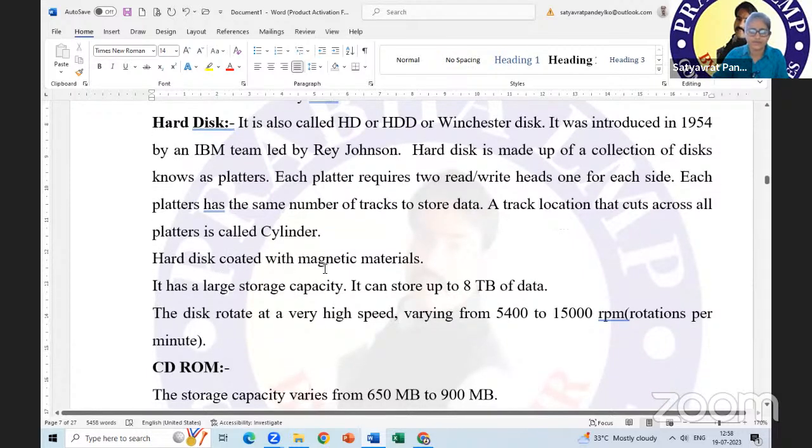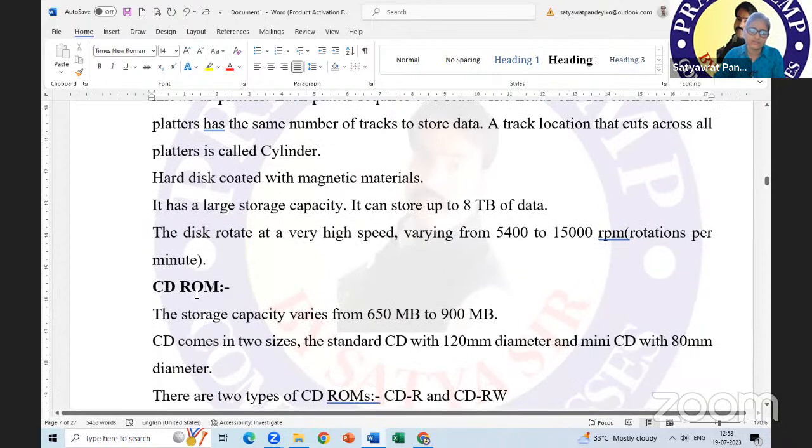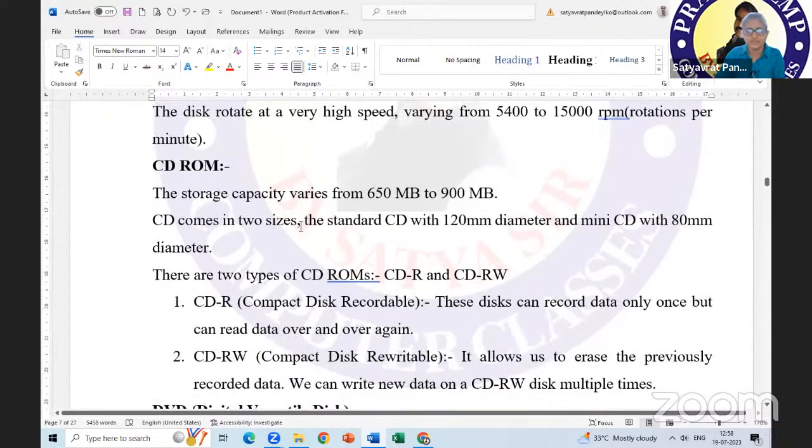Hard disk is coated with magnetic materials. It has a large storage capacity and can store up to 8 terabytes of data. A disk rotates at a very high speed varying from 5400 to 15,000 rotations per minute. Now CD-ROM. The storage capacity varies from 650 MB to 900 MB. CD comes in two sizes, the standard CD with 120 mm diameter and mini CD with 80 mm diameter. There are two types of CD-ROM, CDR and CDRW.